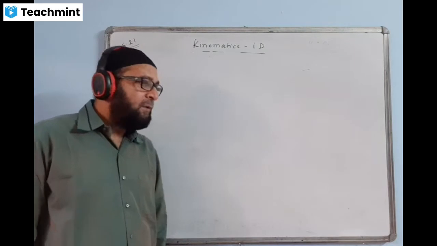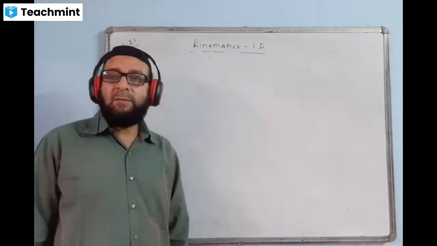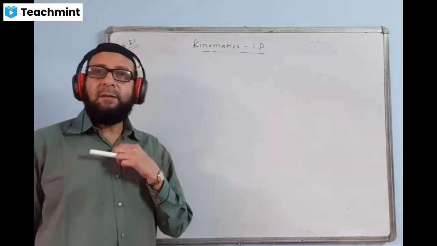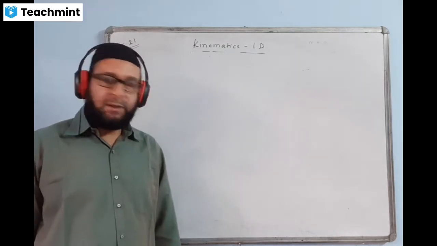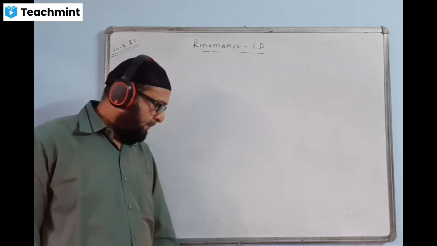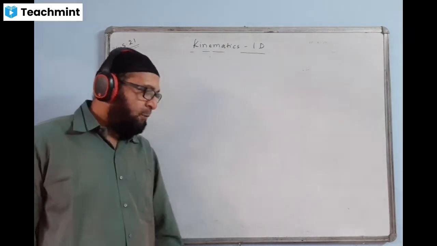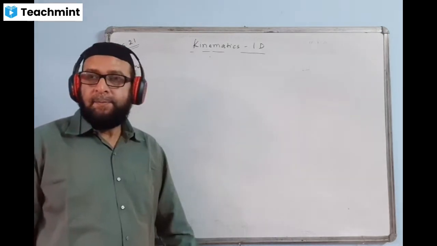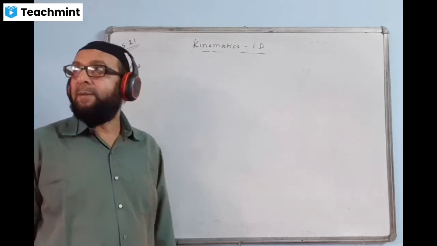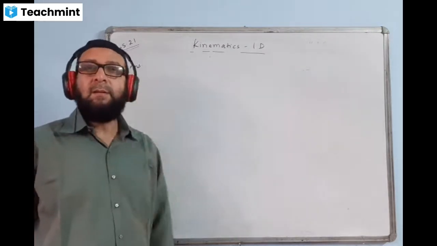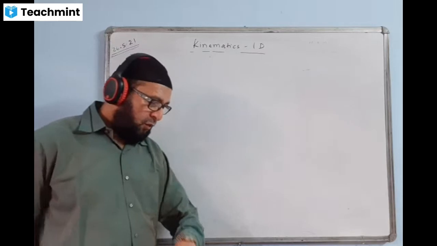The middle point of the train crosses the same point X. Crosses the same point X. Same point X, capital X. So that is the question.